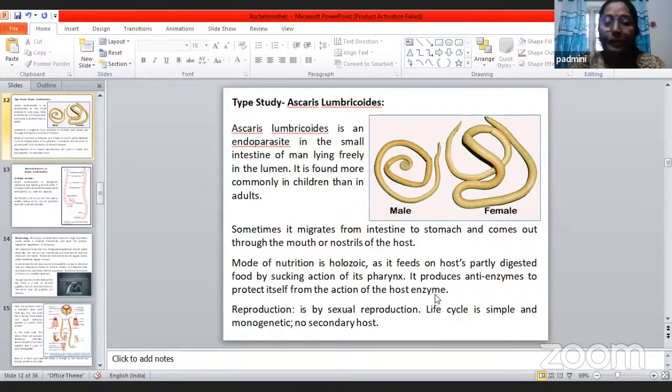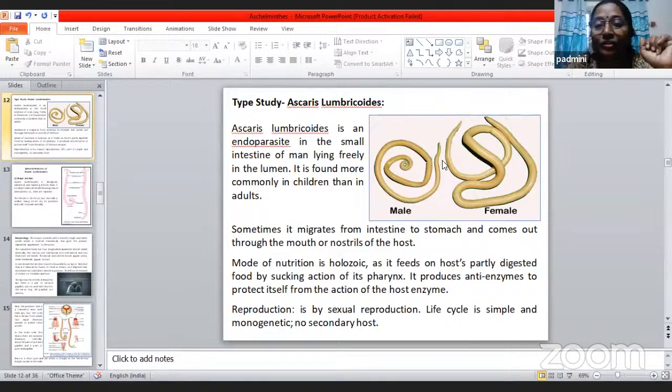External features: if you can see here, you have an excretory pore, the dot over there, and then the triradiate mouth. I'll show you all how the shape looks. The mouth is on top, and the excretory pore.